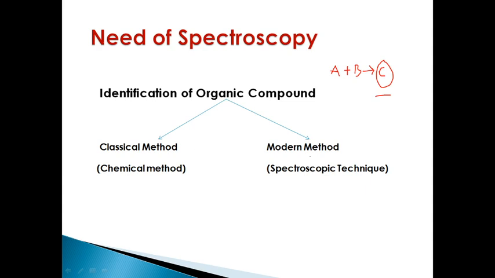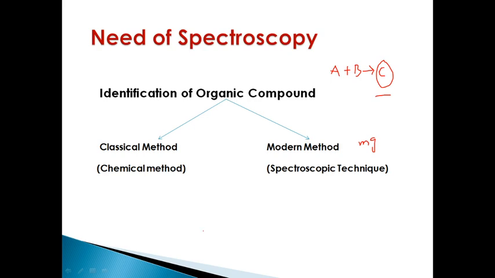If we use the modern method, called the spectroscopic technique, we can use a small amount, which is milligrams. That means only some milligrams are required for the identification of an organic compound, and the time taken is also very little. So, the consumption of time is less and the consumption of material is also less. That is why the spectroscopic method is the preferred method nowadays.